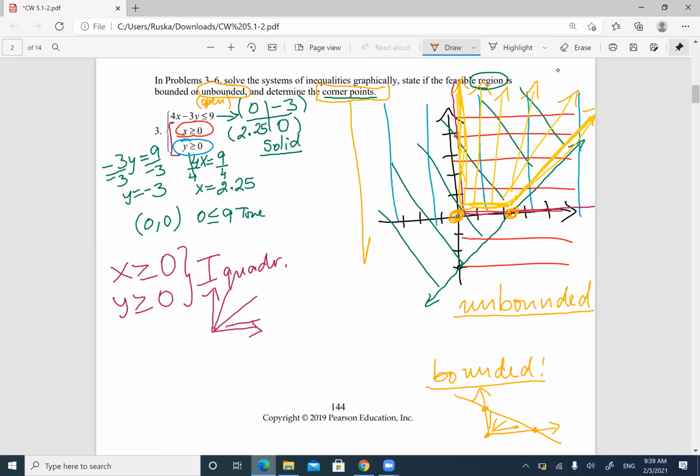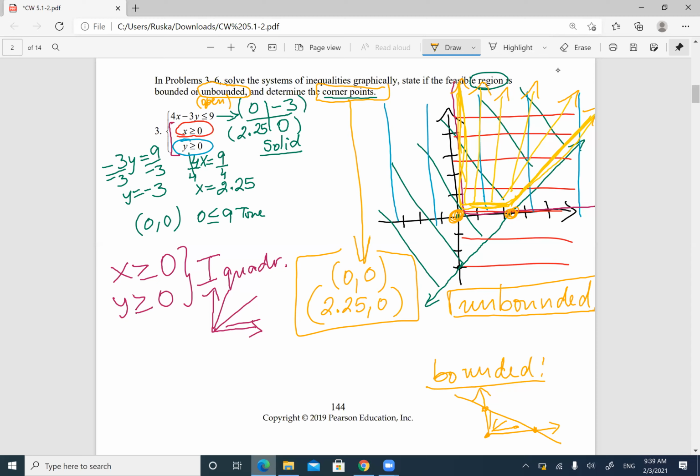I'm gonna write it. 0, 0. 0, 2.25, 0 is one of those, yes. 0, 0. And what is the other one? 2.25, and 0. Yes, that's right. Good job. Everybody understand that? So these are my corner points. The area is unbounded, okay? And this is the region. We have it in the graph, okay?